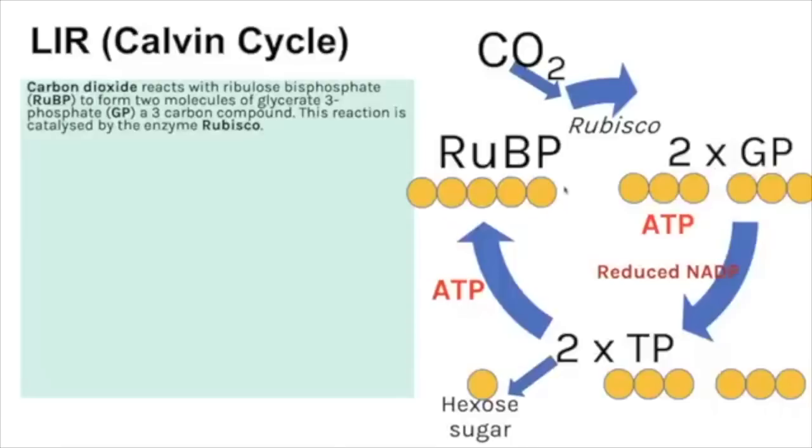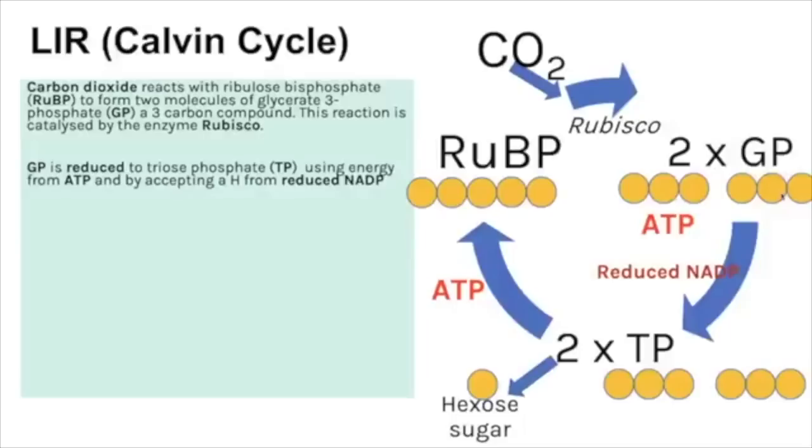So let's go through this cycle then. The first part of the cycle we'll look at is how the carbon dioxide enters the cycle. So carbon dioxide reacts with RuBP, and that is a 5-carbon compound. So all of these yellow circles are representing carbon molecules. So we can see we've got a 5-carbon compound reacting with carbon dioxide, which only has 1 carbon. That would result in a 6-carbon compound, but actually it's unstable, so it splits into 2 3-carbon compounds, and that's our GP. So we have 2 lots of GP.